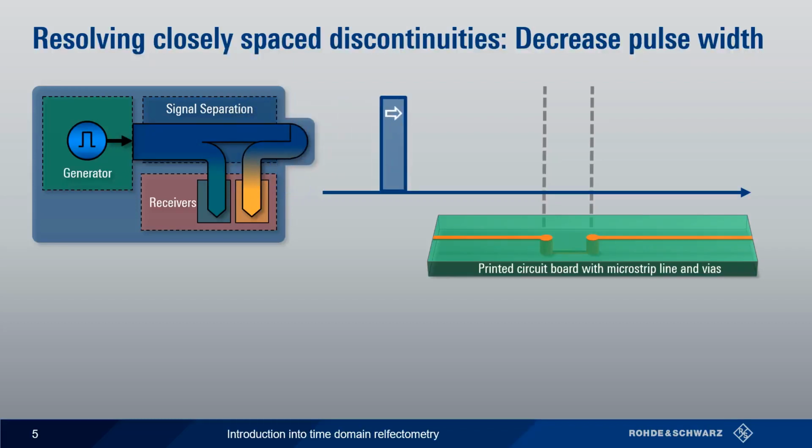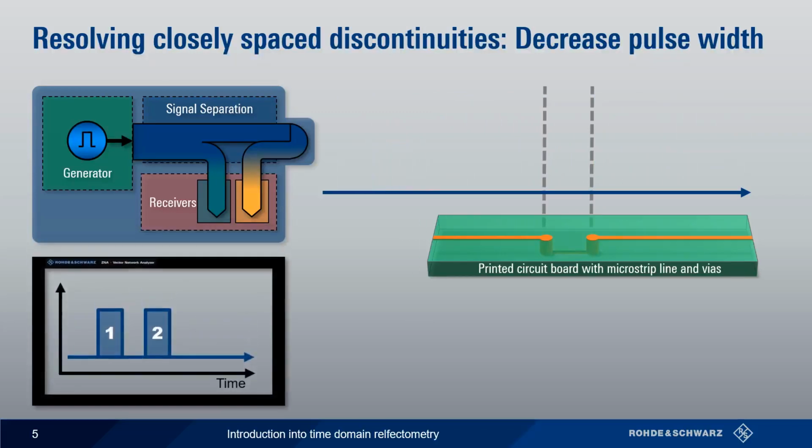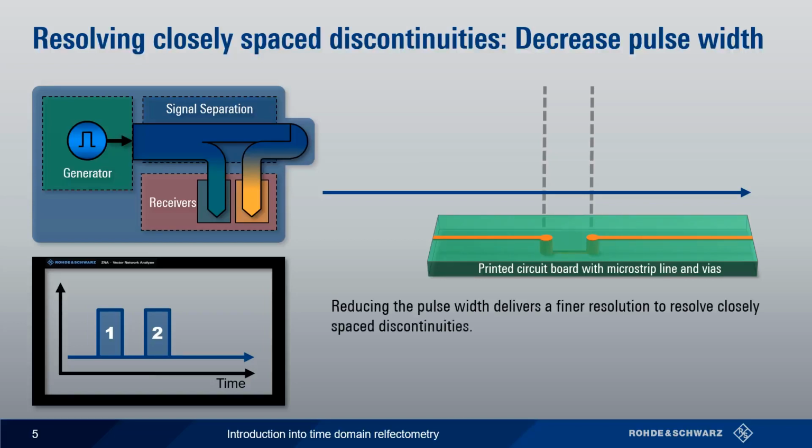Here we can see the narrower pulse hits the first discontinuity and then the second one just afterwards, but now we have a separation between them. As this is processed by the analyzer, we can see on the display clearly resolving pulse 1 and pulse 2 separated in time. So reducing the pulse width delivers us a finer resolution to resolve closely spaced discontinuities.